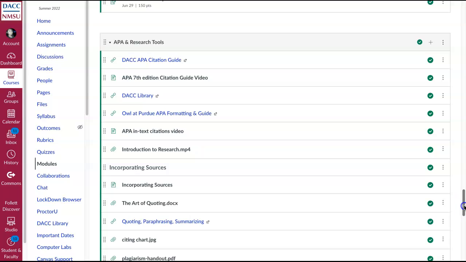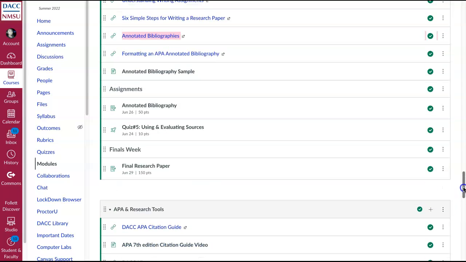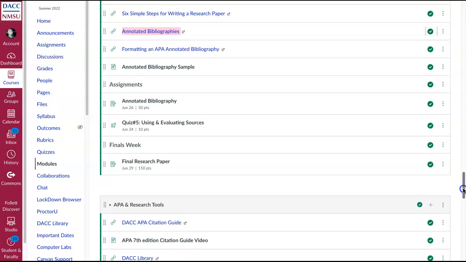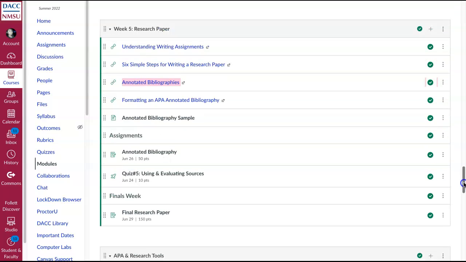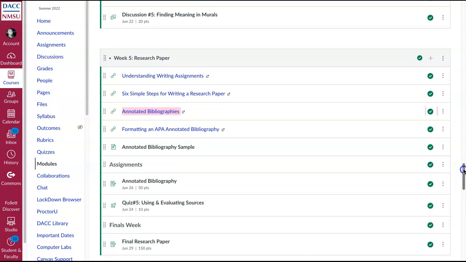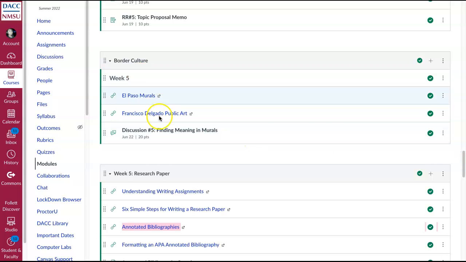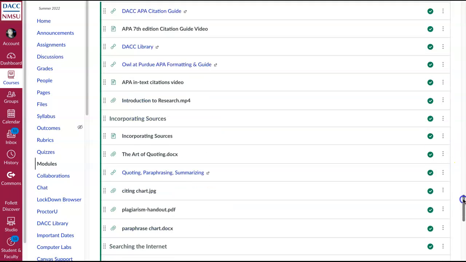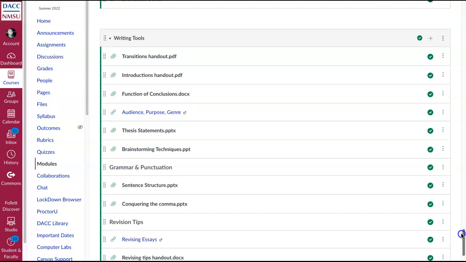So this module is not assigned to a specific week, so you can refer to it whenever you want, but for sure, you want to refer to it when you're working on your research paper. That's why I put it right here after week 5, sort of as a continuation of something that you should go over during week 5 or before if you'd like. But just keep that in mind that week 5 entails the border culture module, the research paper module, the APA module as well. And this last module right here, it's the writing tools module.